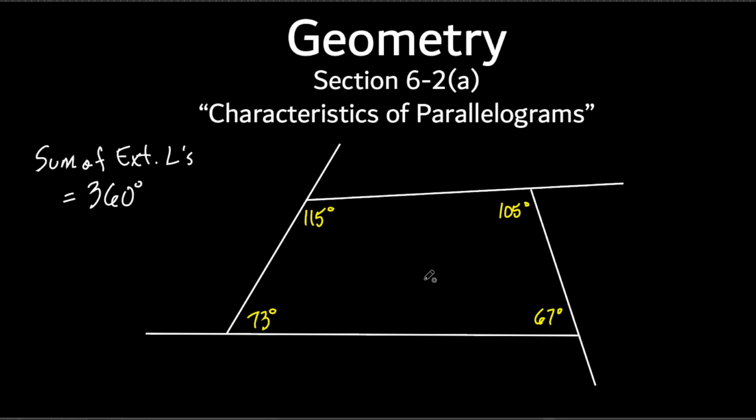360. Okay, good. So we know that's true. So let's do this. Keep your calculator out. How do I find this angle right there? Minus 180 from. That's right, because it makes a straight line, doesn't it? All right, so these are supplementary. So do the math for me. What's 180 minus 115? 75.